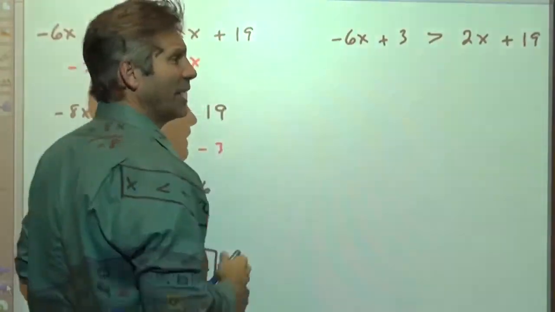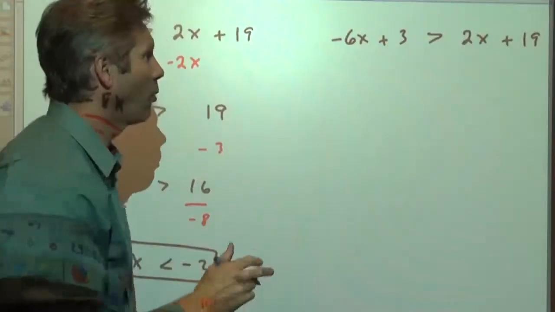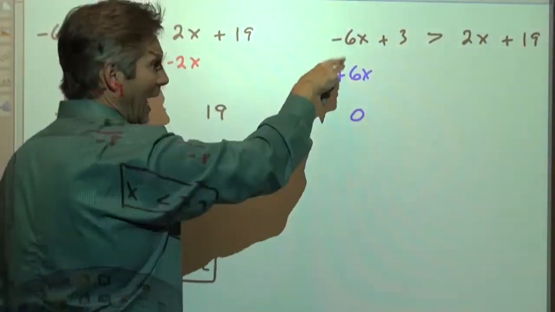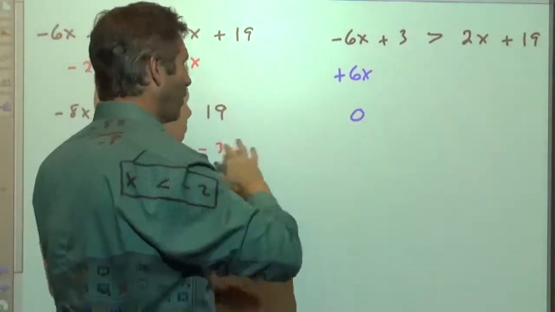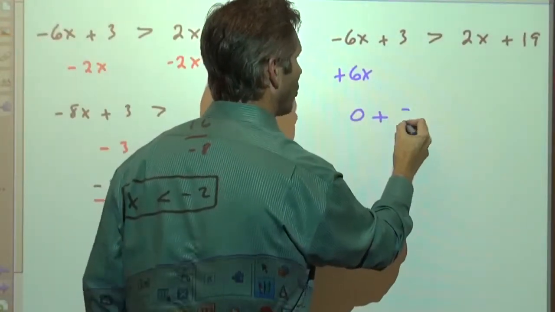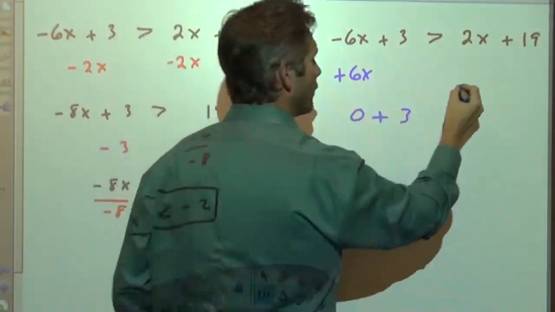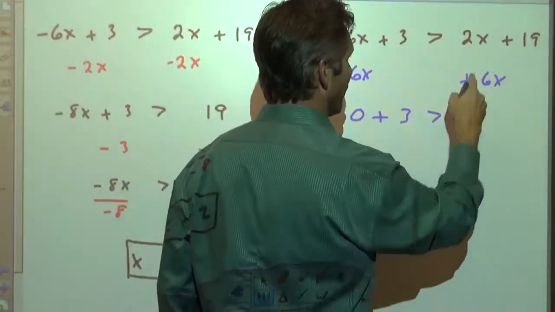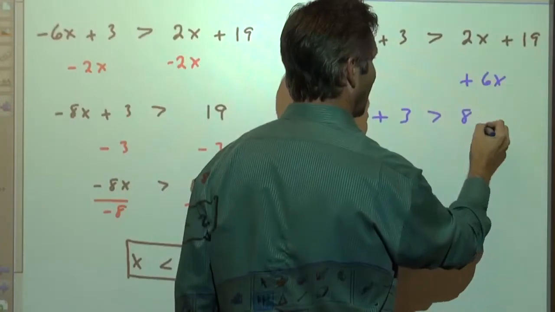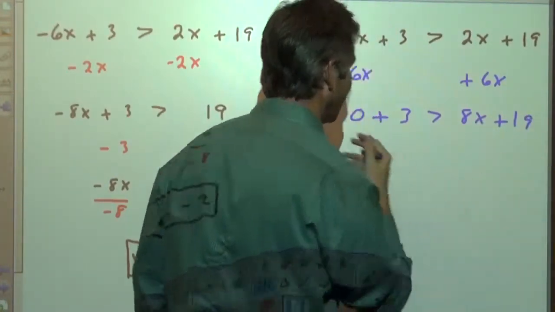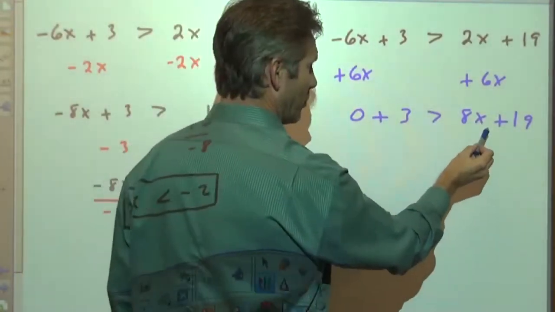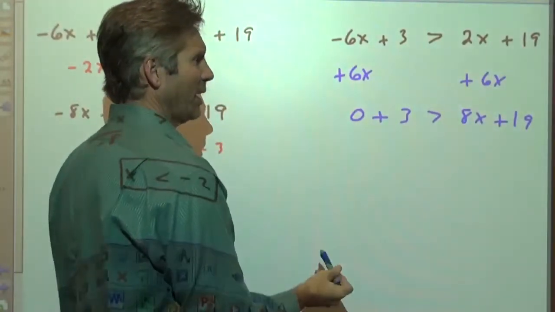So how do we get rid of a negative 6x, make it totally go away? We create a 0. So add 6x to that, we get the 0, it's totally gone. 0 plus 3 is 3. Whatever we do on one side, we do to the other side. So what we're left with is 2x plus 6x is 8x plus 19. So now it's just a two-step equation. We have 8x plus 19. Let's work on getting x by itself.